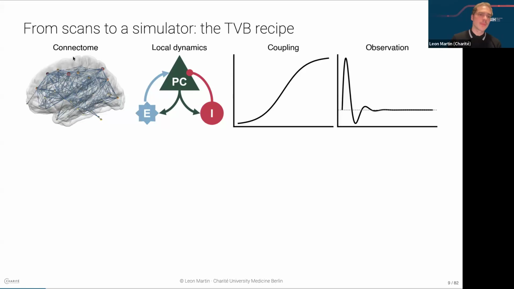We have the connectome, the network, right? The wiring diagram of the brain areas. We have some notion, some model of the local dynamics. We have some notion of how the nodes are coupled, so how much information is transferred to the node based on a certain coupling function. And then we have the observations. So in this case, we have a hemodynamic response from a raw neural signal.